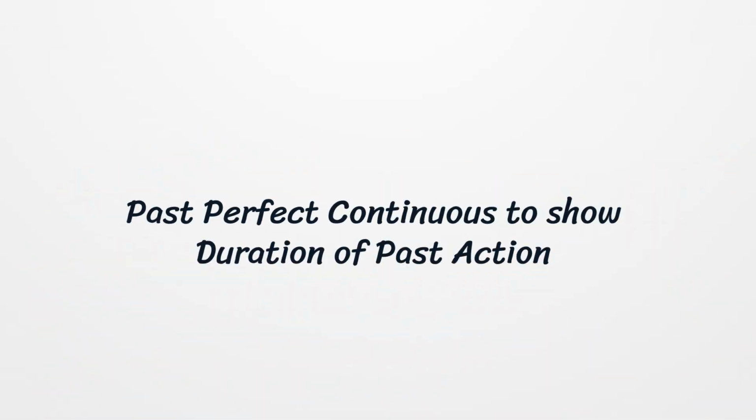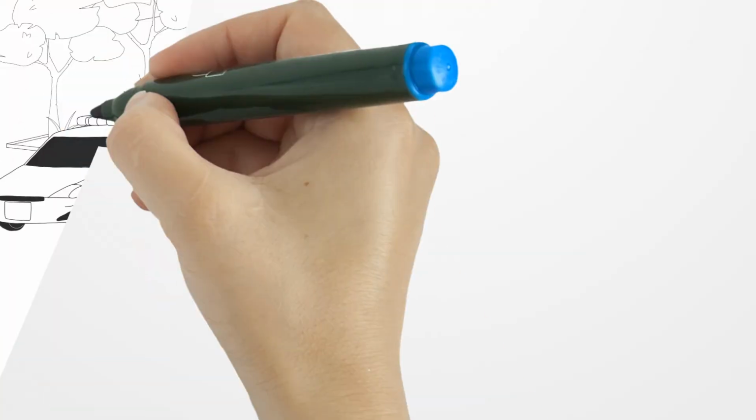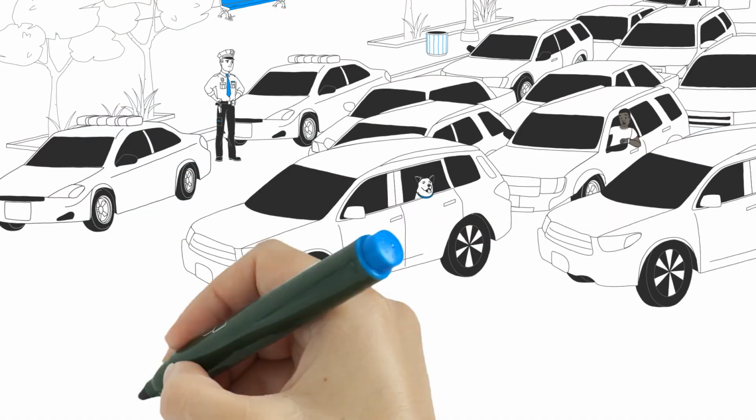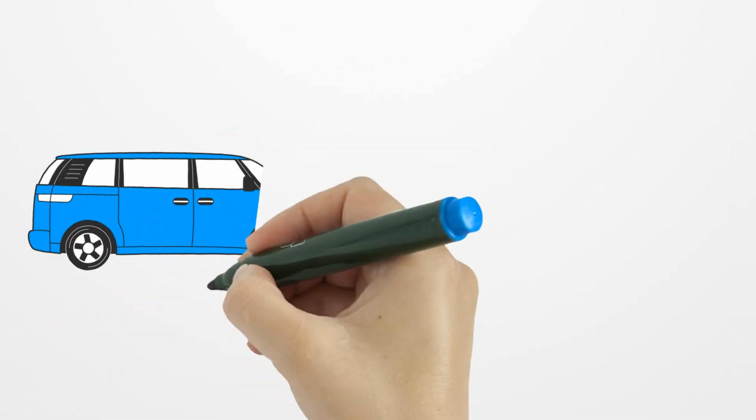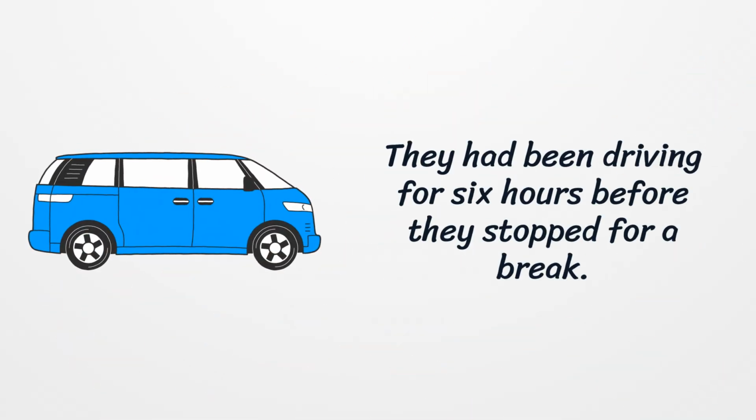We use the past perfect continuous to show the duration of a past action, to emphasize how long an action had been happening before something else occurred. For example, they had been driving for 6 hours before they stopped for a break. They drove first for a long time and then stopped.